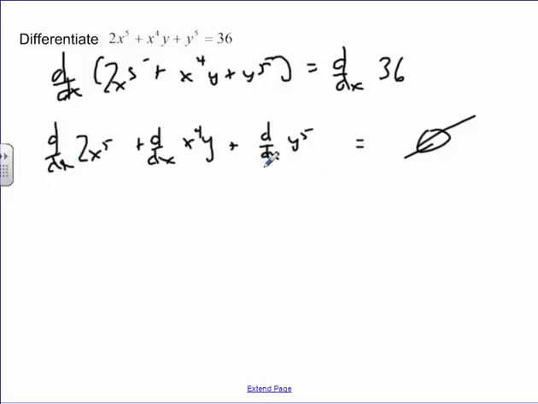Sadly, I picked up 3 more over here. One of them is very easy to deal with. This first one is 10x to the 4. That one was easy to deal with. The problem is this second one involves another product rule. There are 2 terms being multiplied by each other. So it can be written as the second times the derivative of the first plus the first times the derivative of the second. So that takes care of the middle guy.